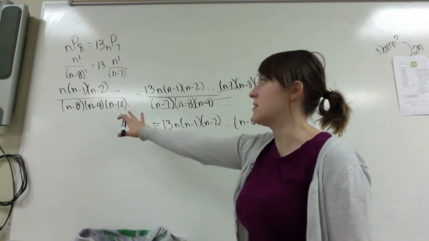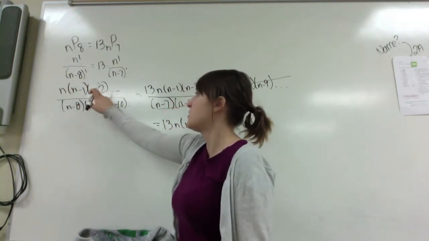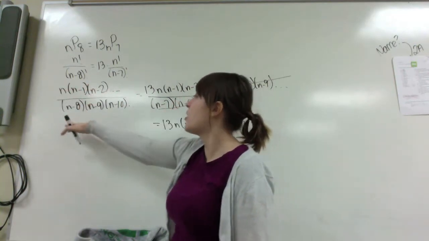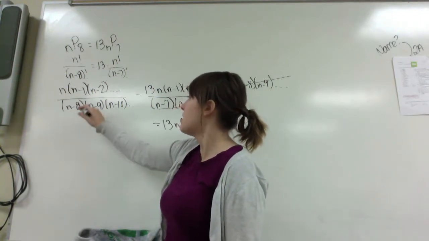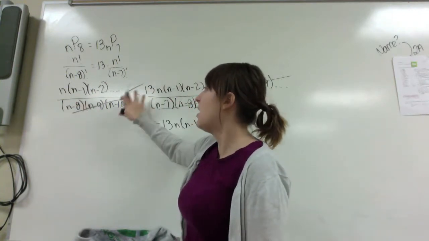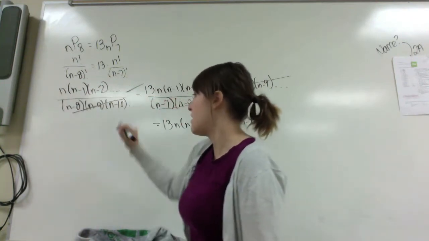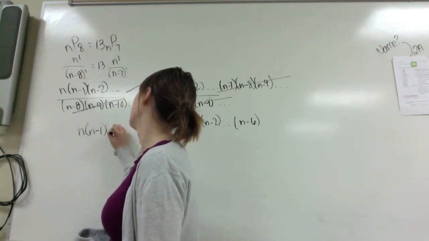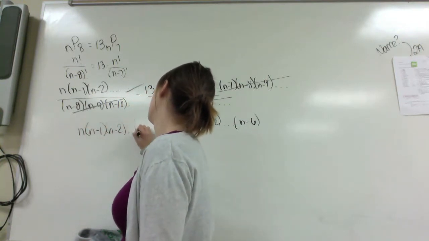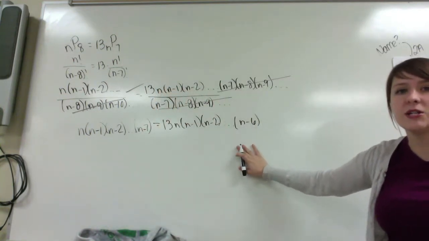Now I'm going to do the same thing over here. Over here I have n minus 1, n minus 2 forever and ever, and on the bottom I've got n minus 8, so I'm starting with n minus 8. That means that from n minus 8 on, I can cancel those, which means this is going to go from n to n minus 7. Okay, so now this is the equation I have.